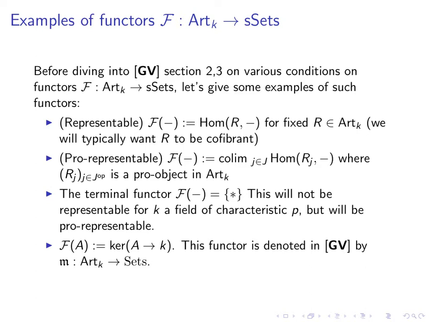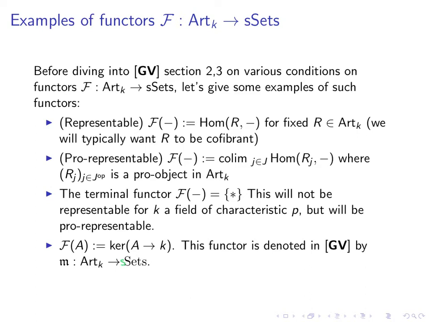And then finally, another example is, if you give me an Artin ring A, I take the kernel, and I believe I should have simplicial sets here. Okay, so then you get a simplicial K module, actually.